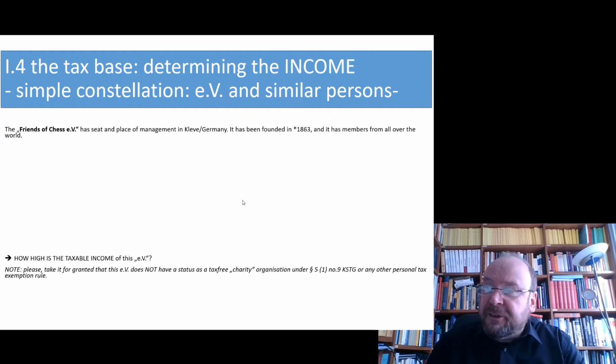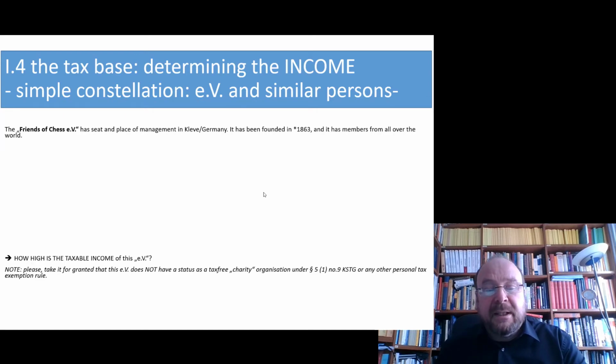So the Friends of Chess EV is an EV, so a registered private association with non-economic aims, and what they do is clear from the title. It has its statutory seat, so its official registered address, and its place of management in Kleve in Germany. It has been founded in 1863. You see from the asterisk, that is always if I, without any motive, just invent something because I need a nice detail. So don't worry, why is it 1863? Answer, well, it sounded well. And it has members from all over the world.